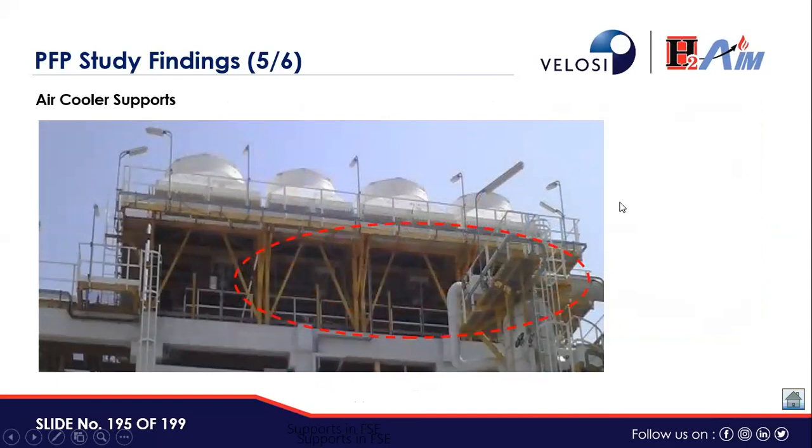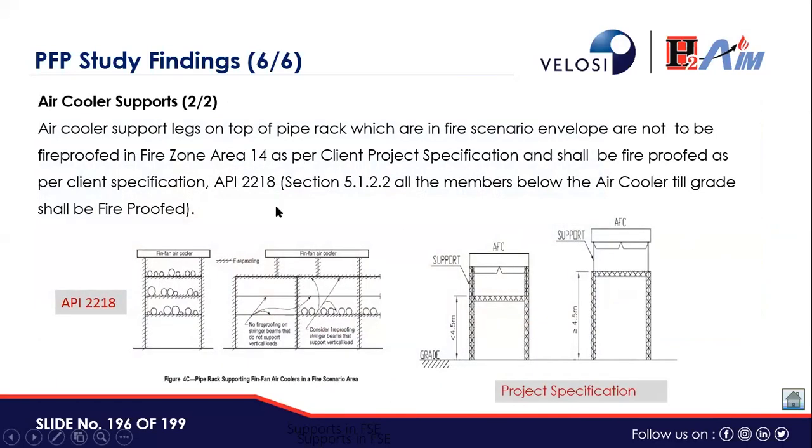So these are the air coolers. So the air cooler support legs on the top of the pipe rack, which are in a fire scenario envelope, are not to be fireproofed in the fire zone area 14 as per the client product specification and shall be fireproofed as per the client specification API 2218 section 5.1.2.2. All the members below the air cooler till grade shall be fireproofed.